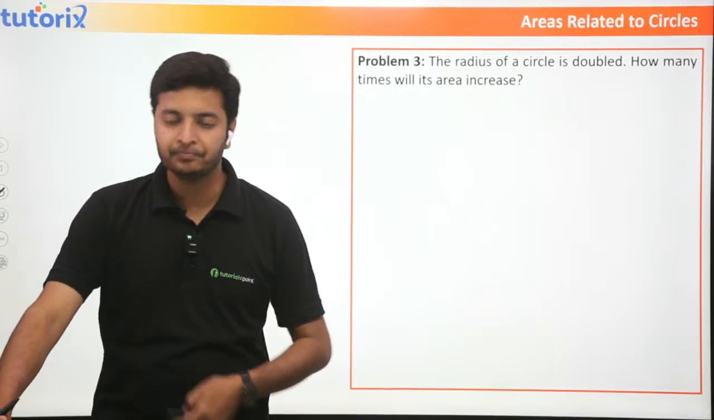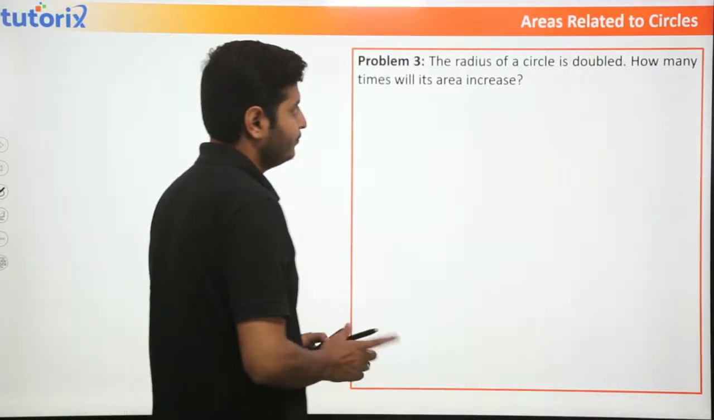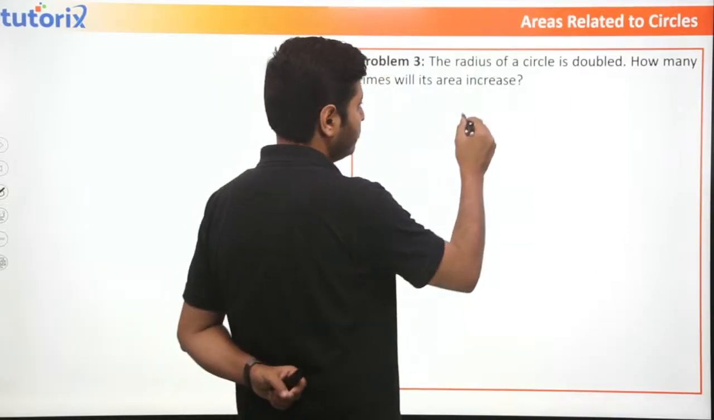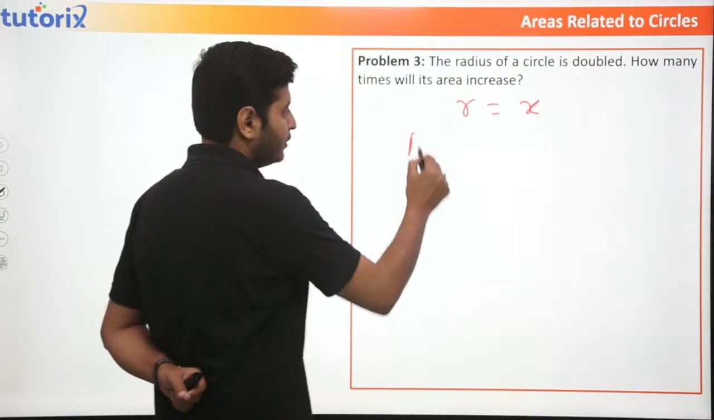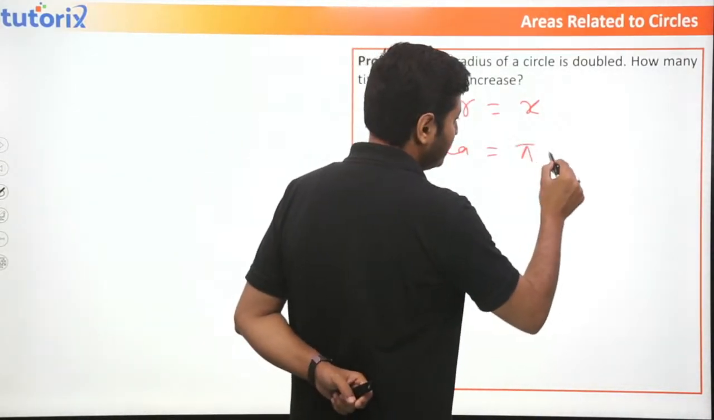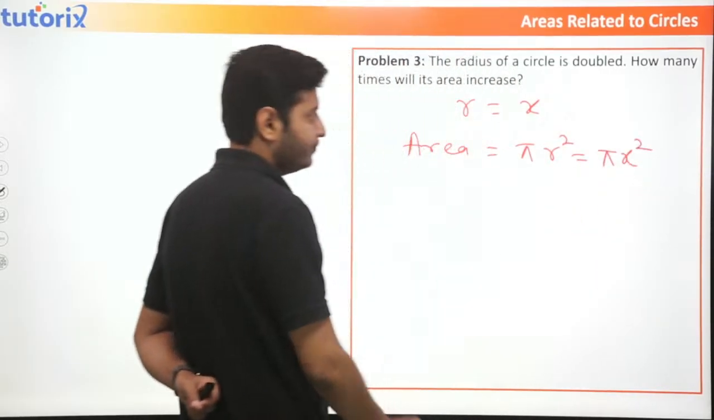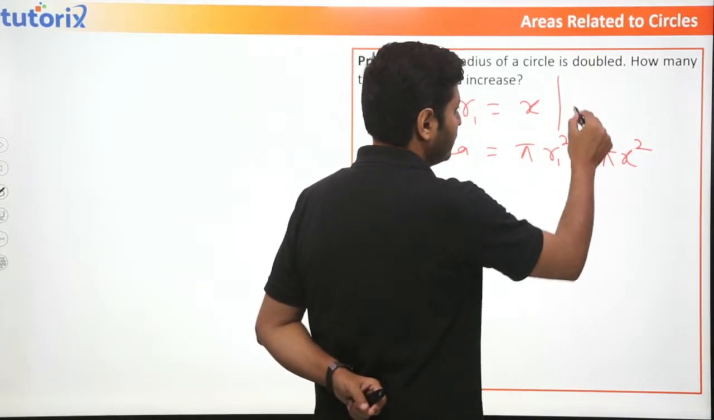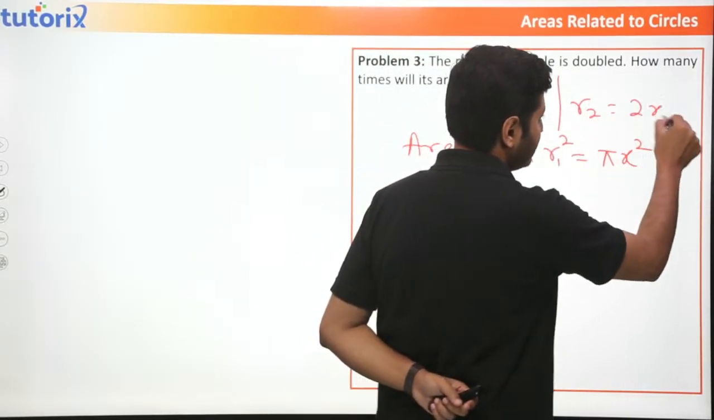Four times, yes. Not maybe, correct answer. How four times? We are talking about doubling the radius, correct? So let the radius at first be x centimeter. Then what is the area of the first circle? Pi r square, or simply pi x square. Suppose this is r1, pi r1 square is pi x square. The next circle has a radius double this one, so it means 2x.